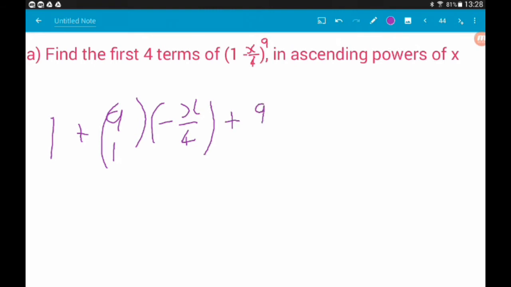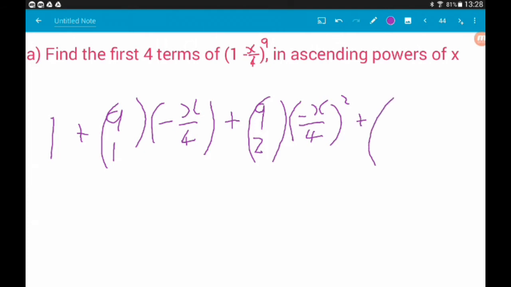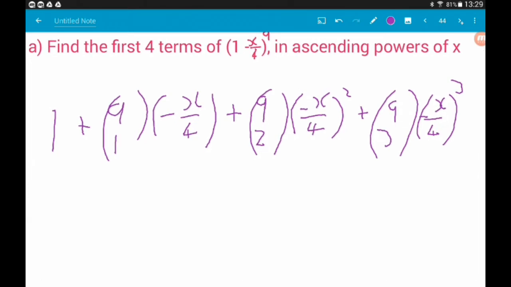plus 9 choose 2 times minus x over 4 squared, plus 9 choose 3 times minus x over 4 cubed. So, if we sharpen that up, we've got 1, and then 9 choose 1 is 9, so we've got minus 9x over 4.